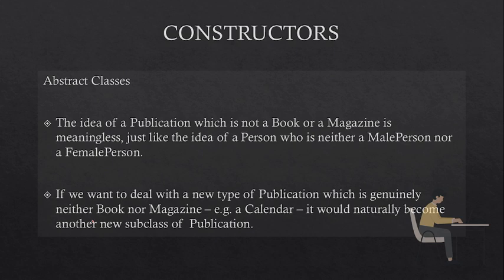So next we have abstract classes. This idea of a publication, which is not a book or magazine, is meaningless. So the class publication is meaningless, it has no purpose other than to be inherited by your subclasses. So if we want to deal with a new type of publication that is neither book nor magazine, it will be natural to make it another new subclass of publication.